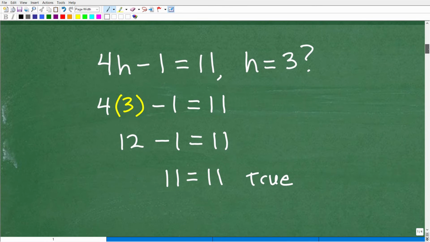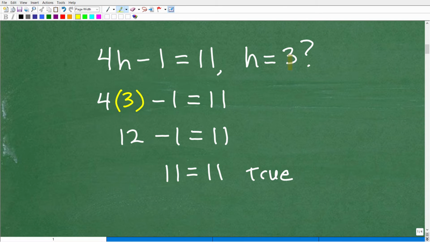All right, so again, when we're checking solutions, if I'm saying h is equal to 3, I'm going to replace this h with the potential solution. In this case, it's going to be 3, so I'm going to plug in 3 for h. Now, here's the thing that I want you to do. I always, always, always want you to do this. When you're plugging in a number into a variable, I want you to use parentheses, all right?